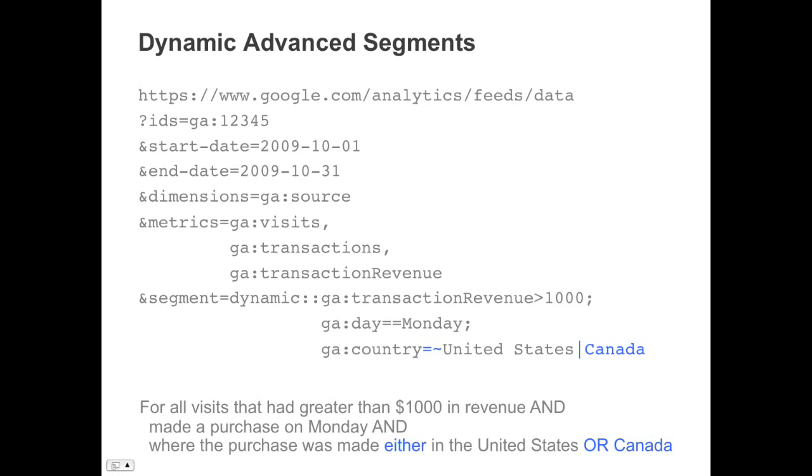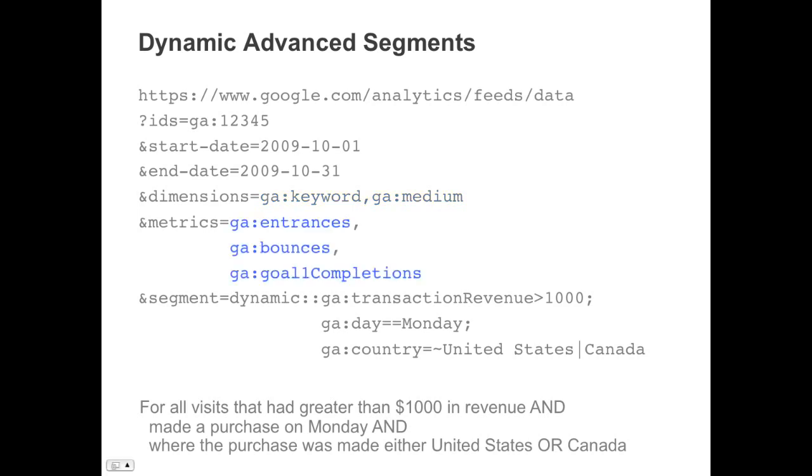But what's really powerful is we can take this segment and apply it to other dimensions like keyword or keyword and medium to differentiate between paid and organic terms. We can even change the metrics to entrances, bounces, and goal completions. The expressive syntax of dynamic segments make them very powerful.